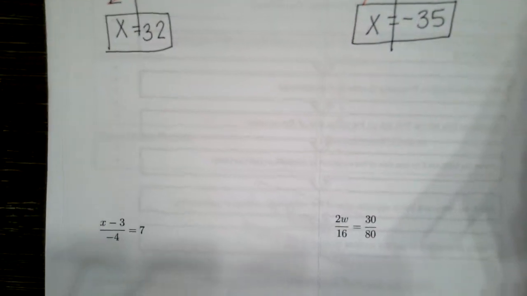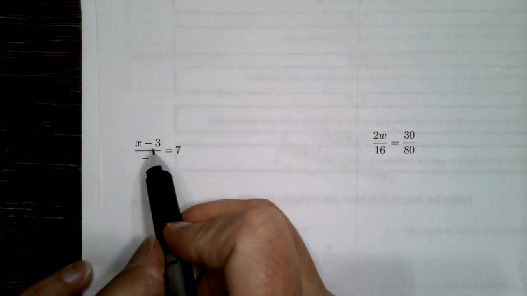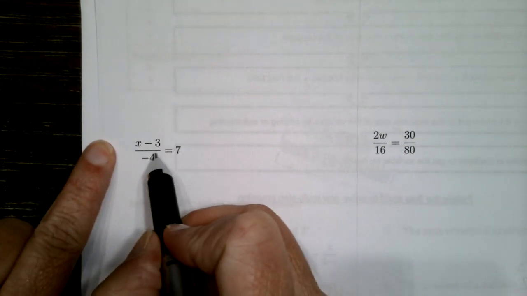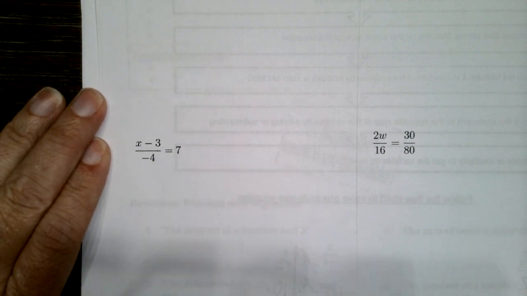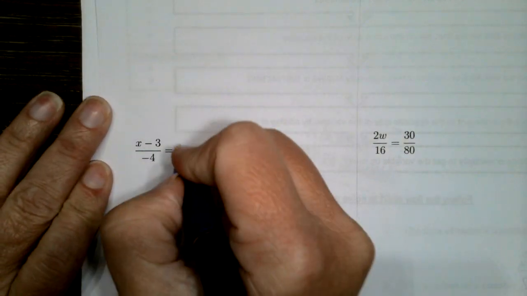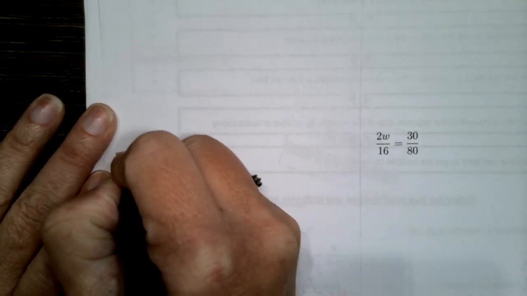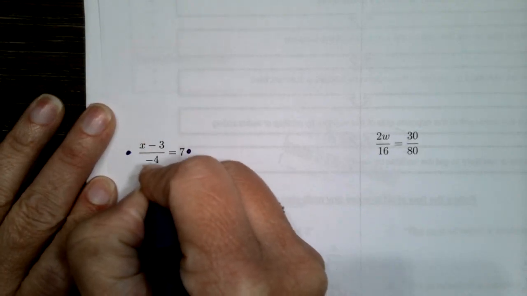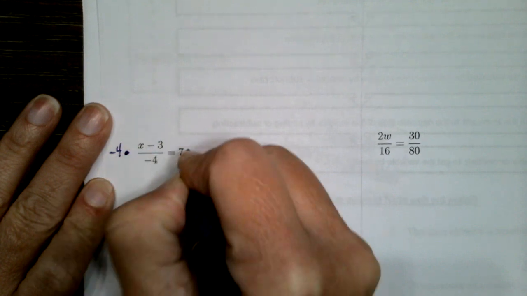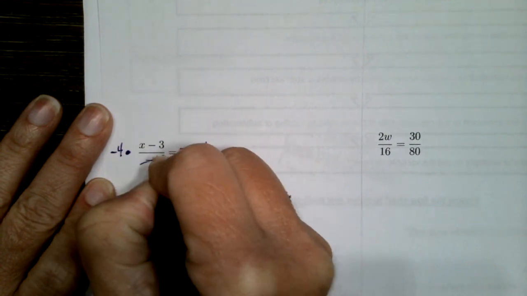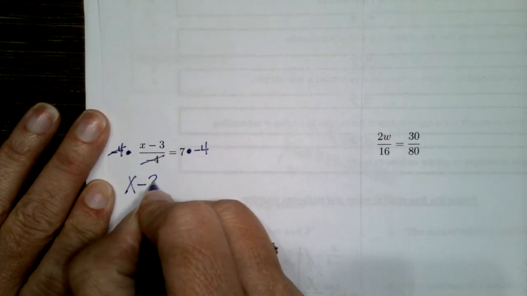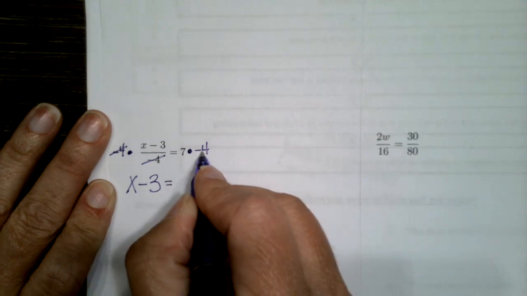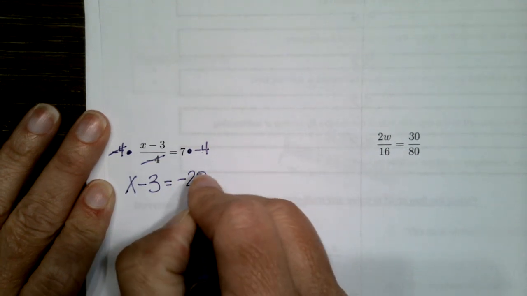So let's look at another example just like that one. To get rid of the big fraction bar, I'm going to do the opposite of division, which is multiplication. So I am going to multiply both sides by whatever's in the denominator, and that denominator is that negative 4. That negative 4 and this negative 4 cancel. So I'm left with everything that's on top, which is x minus 3 equals 7 times negative 4 is negative 28.